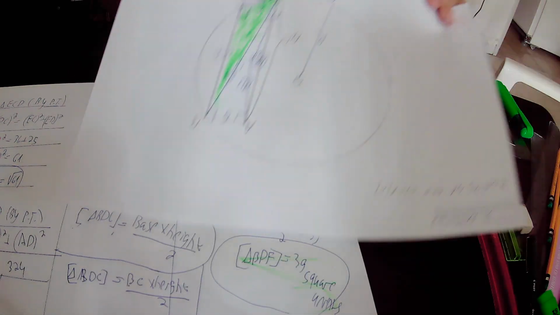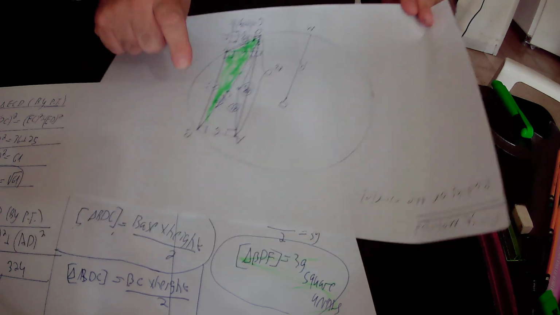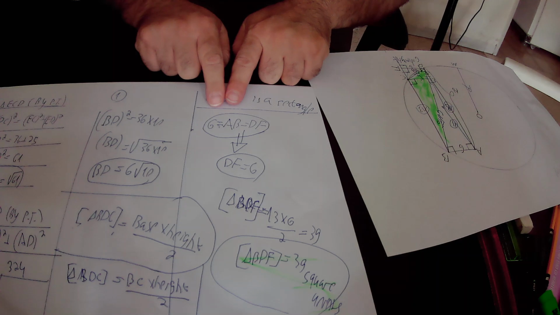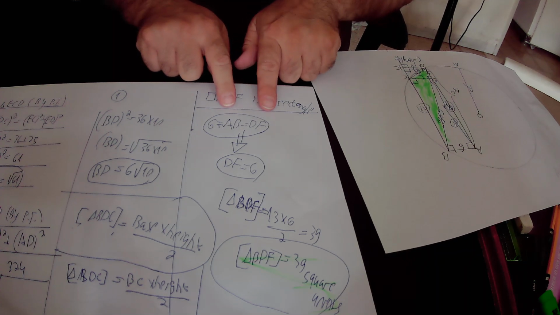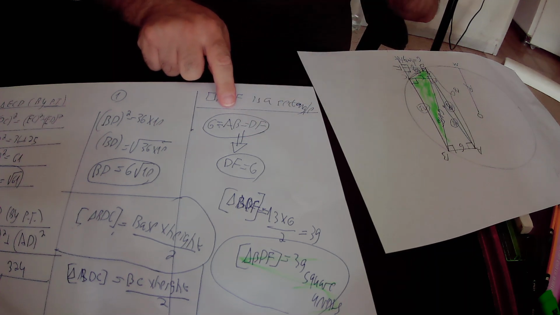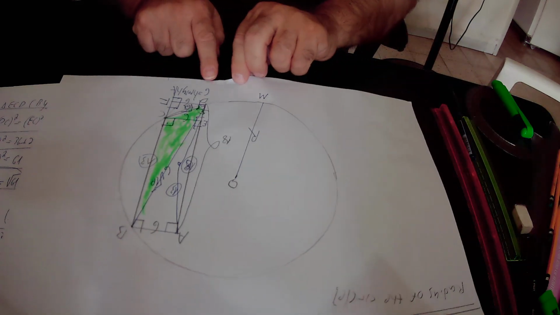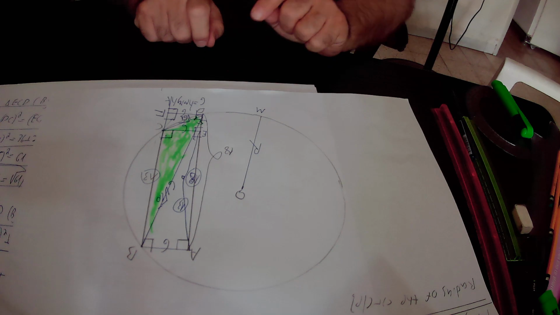AB equals DF, but it is given that AB equals 6. We can write here that AB equals 6, and from this equation 6 equals AB equals DF, we derive that DF is also equal to 6 units. DF is equal to 6 units.